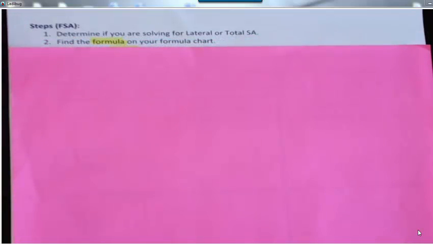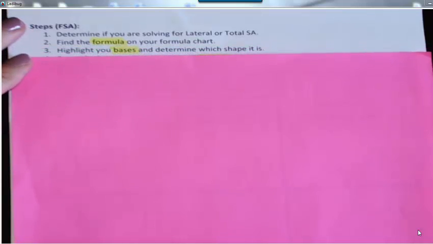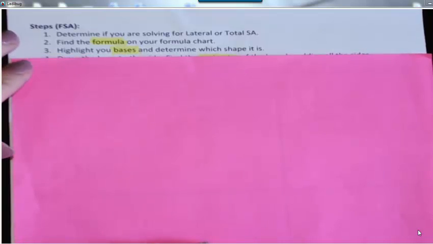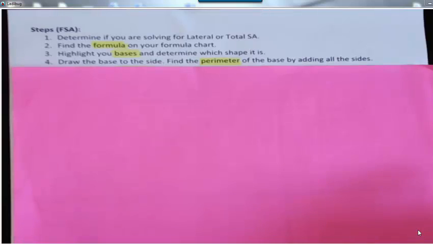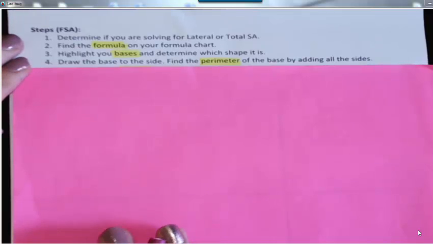Okay, the second step is we need to find the formula on your formula chart. So you will get that tomorrow, or if you have it, you're able to find the surface area with lateral and total for a prism. Third step is we want to highlight our bases, because that's going to help us determine what shape that 3D figure is that has the base. Step 4 is draw the base to the side. That's going to help you find the perimeter of the base, and that just means that we're adding all the sides together.